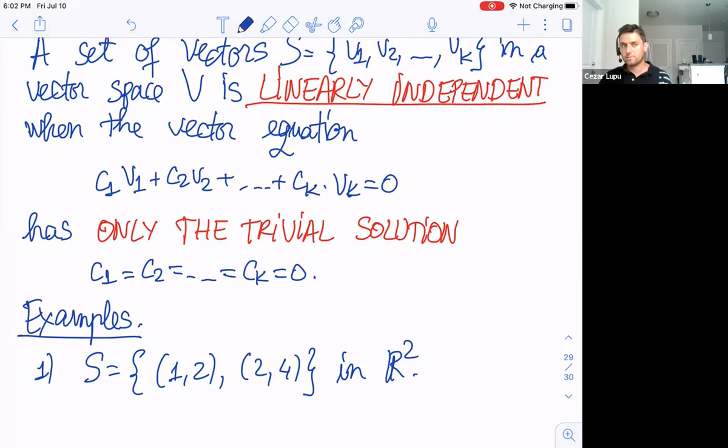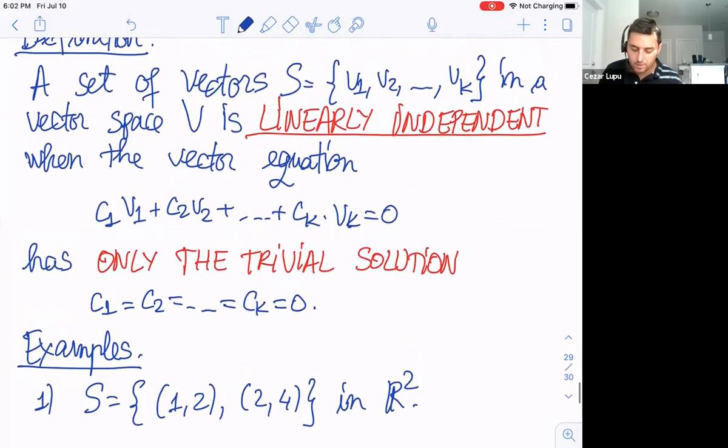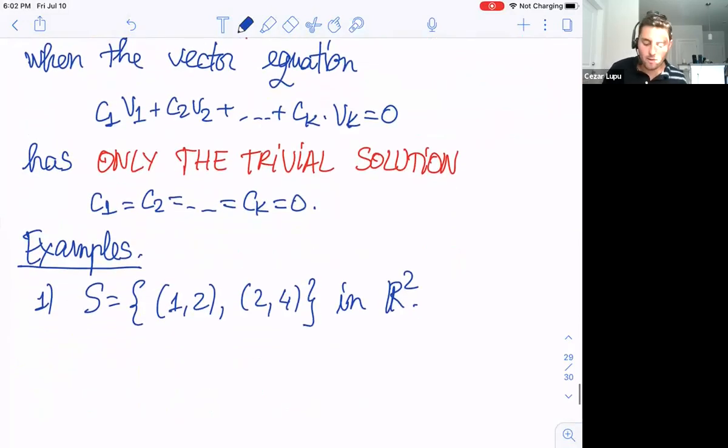Well, what do you think? So let's look at the definition. The question I want to ask here is: S a set, is S linearly independent?